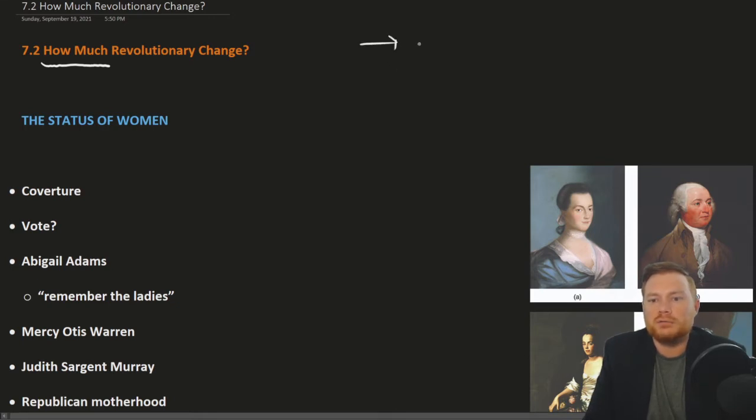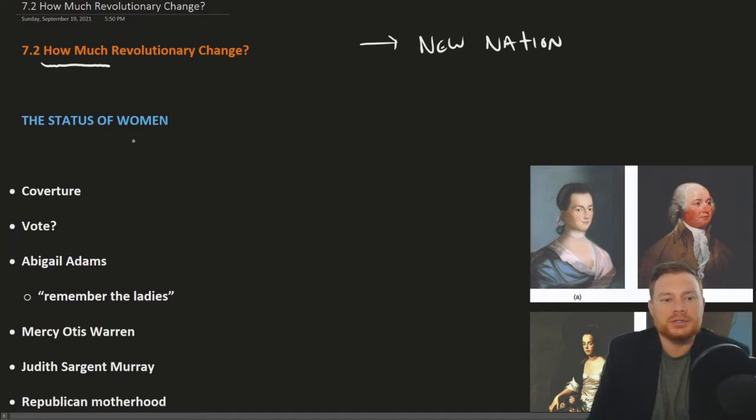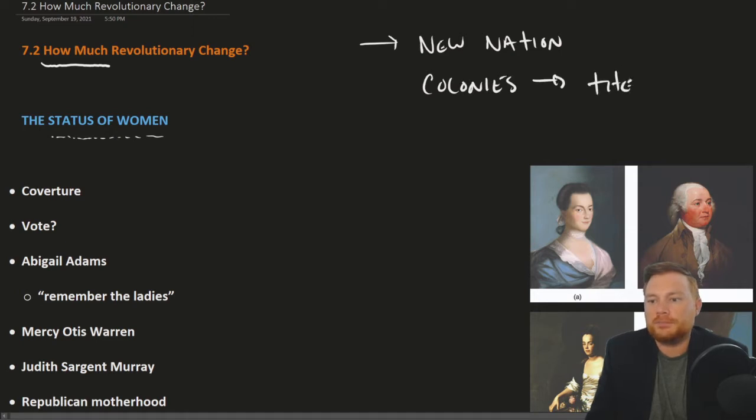Of course, the American Revolution brought a new nation, the United States of America, the first country based off Enlightenment principles. But some of the ways that everyday people lived really didn't change all that much. For example, the status of women, going from the English colonies to the US, not a lot changed.